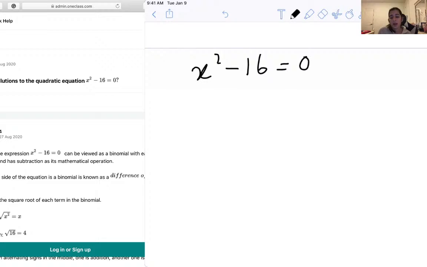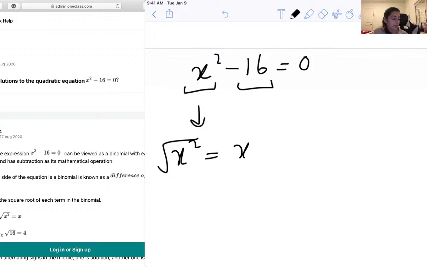So how we do that is we look at the two terms in our equation. So we look at this x squared and we look at negative 16, and you try to take the square root of each. So the first term, x squared, if you take the square root, it should end up with a perfect square. So this ends up being x. If you take 16 and you take the square root, you get 4, which is a perfect square, which means you can use this for difference of squares.